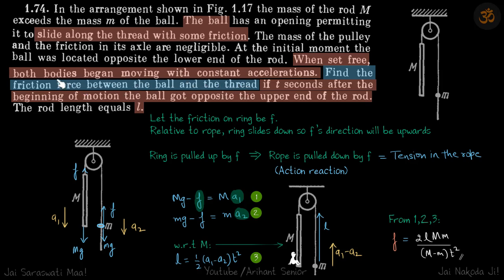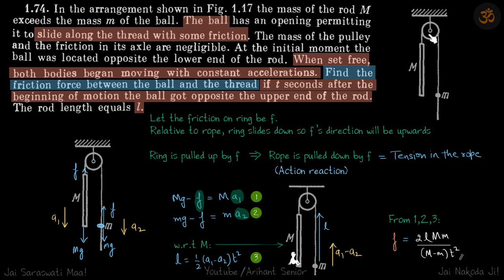And it's also given that once released, both bodies begin moving with constant accelerations. So let's assume the accelerations of both the masses, and let's assume the friction also, and start writing equations. So let the friction on ring be F. So friction will be upwards. The reason is the ball will slide down relative to the thread.